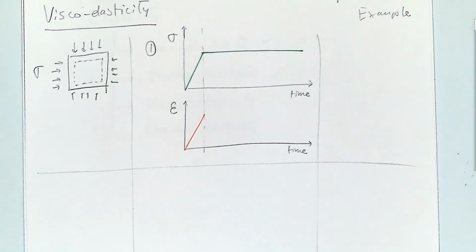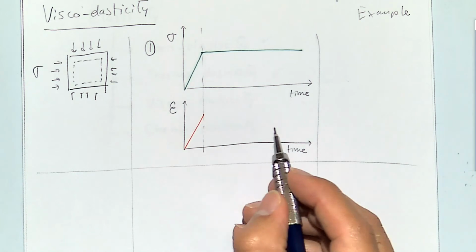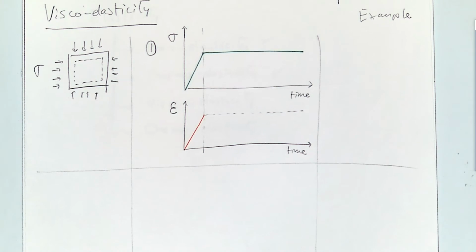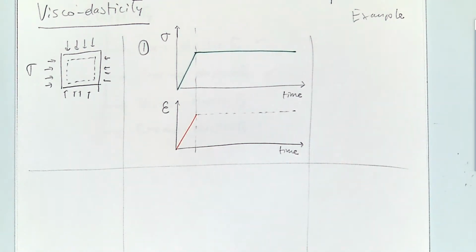What do you think? Will the strain remain constant at the same value that was the last point here? Why would it decrease? We are keeping the stress constant. And now think of this like a real material. Any other suggestion?